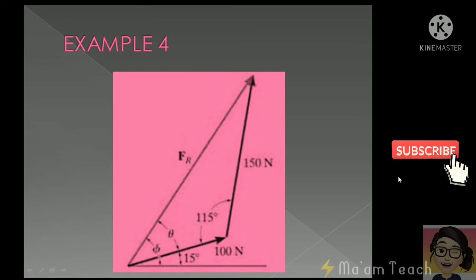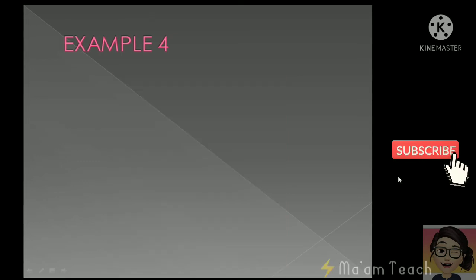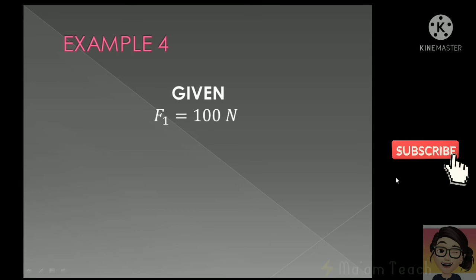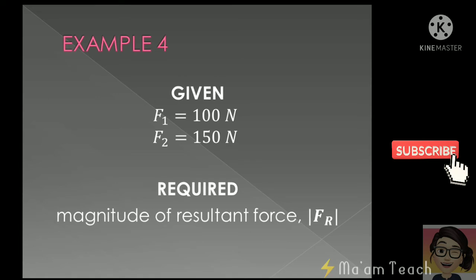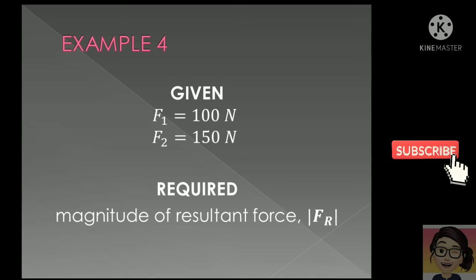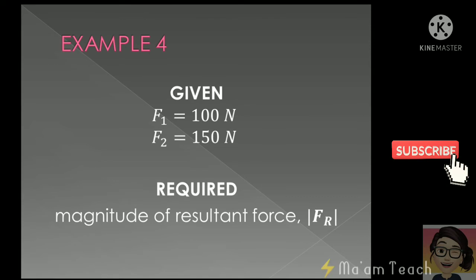Now, based from this figure, this 100 Newton is our F sub 1, while this 150 Newton is our F sub 2. And based from this given, we are asked to solve for the magnitude of the resultant force. Like we've said, resultant force is the sum of the F sub 1 and F sub 2. But if you recall, force is a vector, so we cannot just simply add the 100 Newton and the 150 Newton. It's because there's a direction included. So we cannot just simply add it arithmetically.